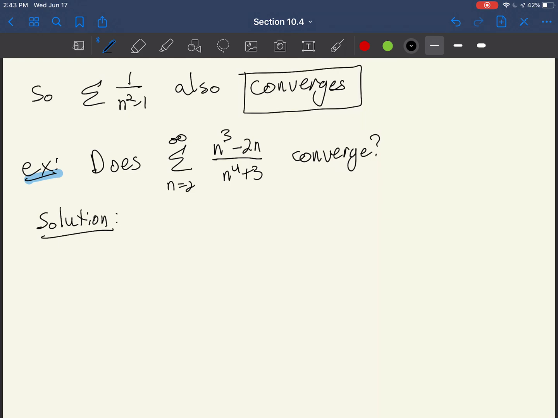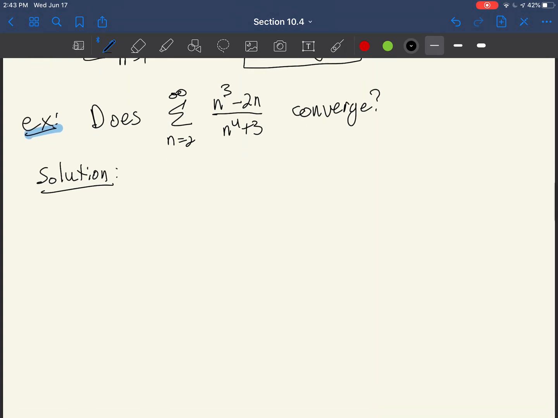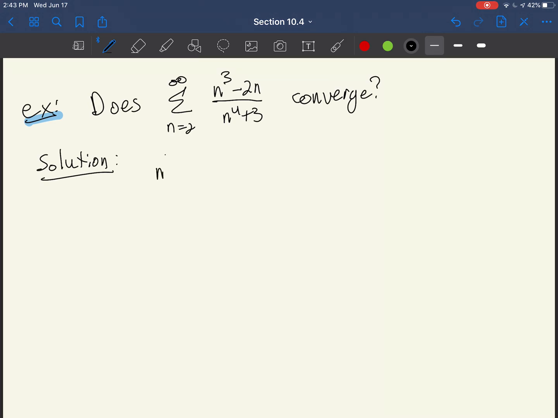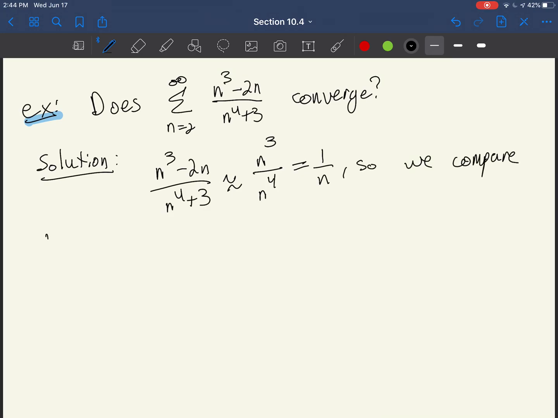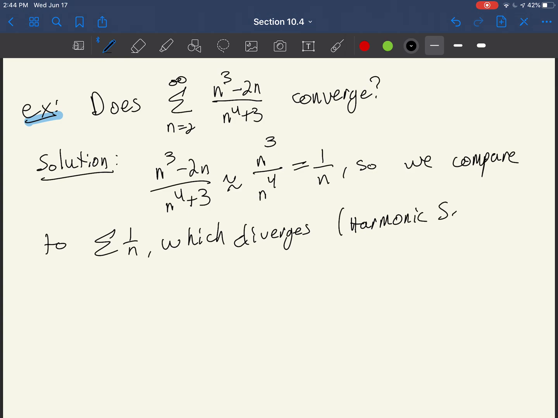So, as always, we need to determine what we want to compare this to. So we want to determine what dominates in the numerator and the denominator. Well, n cubed minus 2n over n to the 4th plus 3 is approximately, the n cubed will dominate, so that's approximately n cubed in the numerator, and it's approximately n to the 4th in the denominator, since that will dominate. And this reduces to 1 over n. So we compare this to the summation of 1 over n, which diverges. Again, 1 over n is the harmonic series.